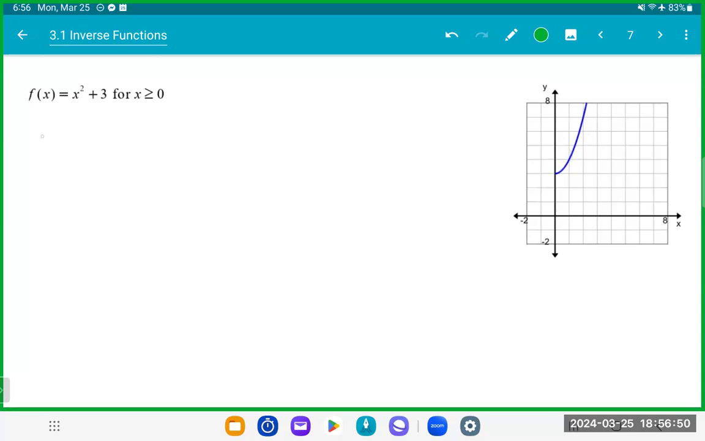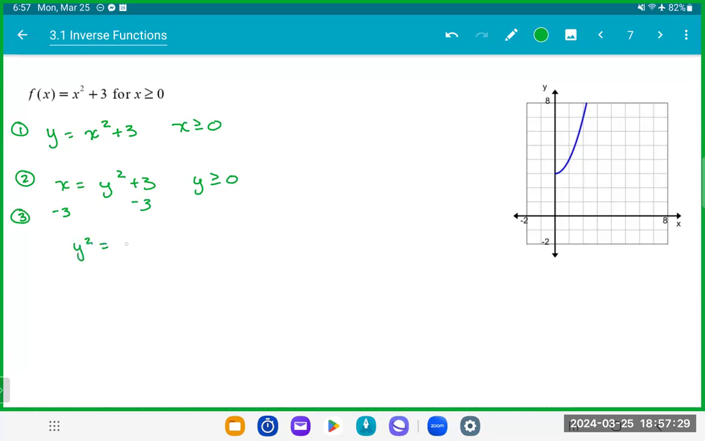Okay. So we have y equals x squared plus 3. Again, keeping in mind that x has to be greater than or equal to 0. Let's change our x and y values. So this gives me x equals y squared plus 3. So y has to be greater than or equal to 0. When we simplify this, we can minus 3 from both sides. So this is going into step 3, solving it. This gives me y squared equals x minus 3.